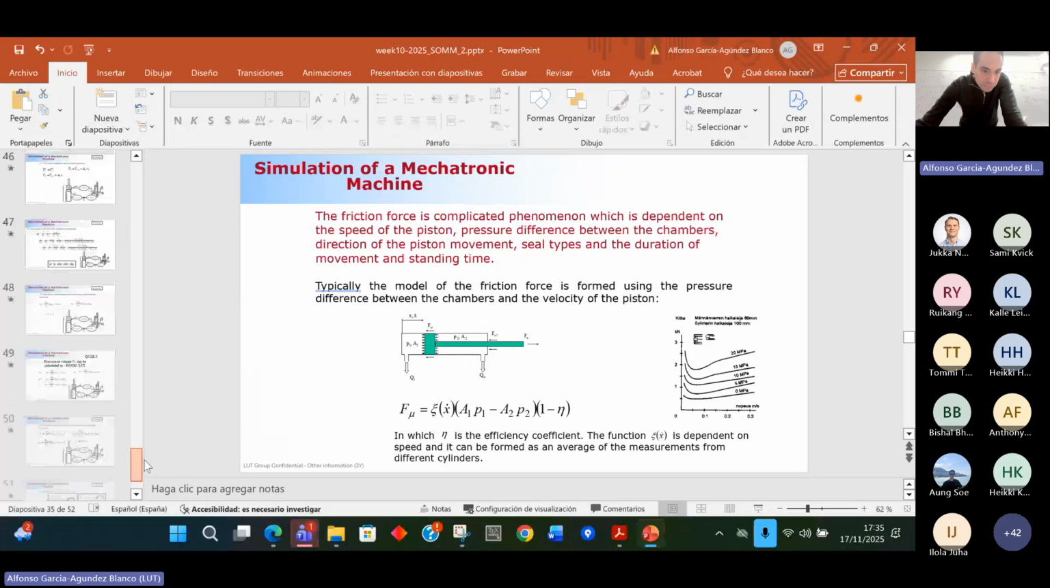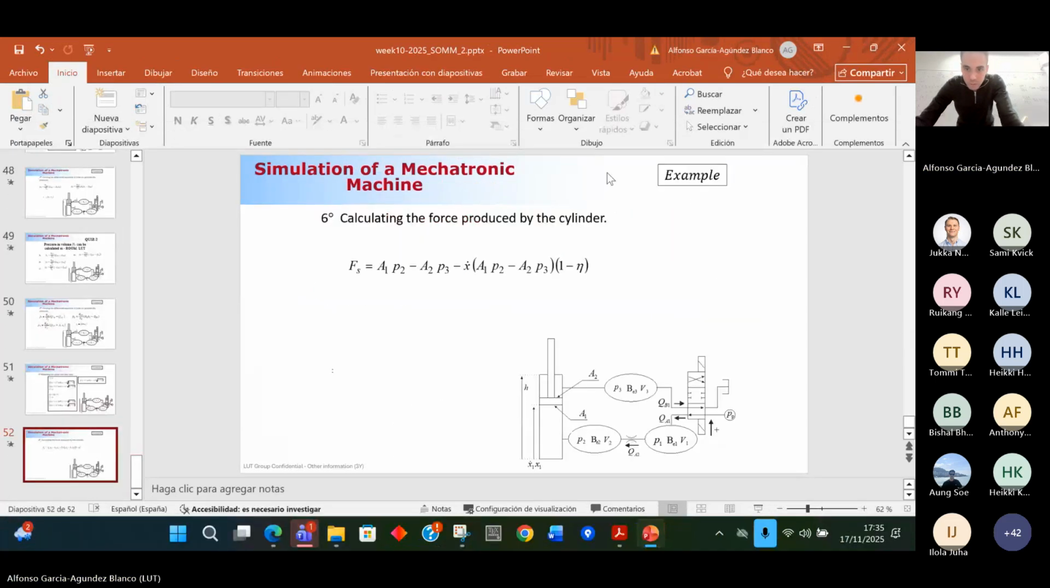That is why you have here the areas times the pressure difference minus the areas times the pressure difference times 1 minus the efficiency, and this x dot is just the function that I mentioned before. So here it has been assumed the simplification that the function of the velocity is just the velocity itself. Clear? Perfect. So with this, we have finished all the hydraulics block.